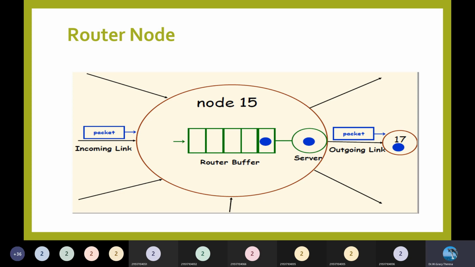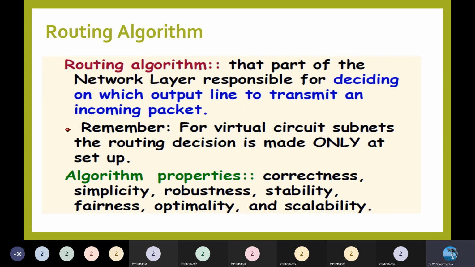And open shortest path first, OSPF, is another routing algorithm. We have several routing algorithms that play a vital role in the network layer for updating the routing table. The routing algorithm is an important part of the network layer and is responsible for deciding which output line to transmit an incoming packet on. So that is the responsibility of the routing layer.